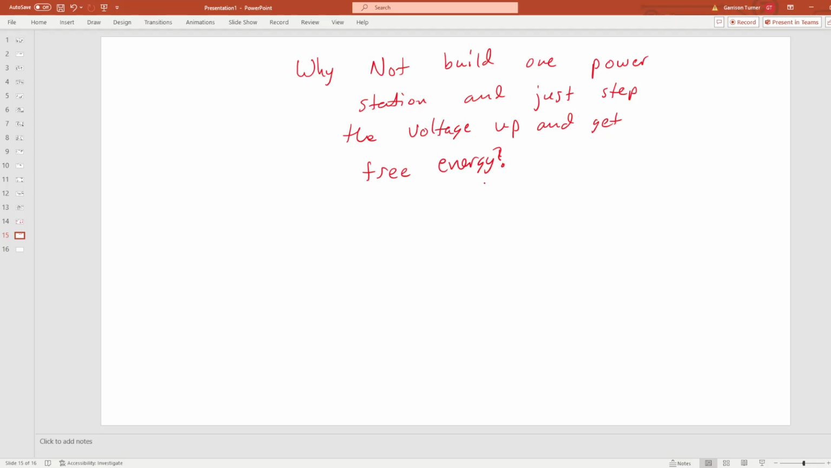Okay, why, if we can step voltage up, why can't we just step it up as much as we would like and then send that voltage to everywhere in the world? Why can't we just solve the energy crisis? Okay, and the answer is energy conservation. So energy conservation demands that the power delivered by the primary is equal to the power delivered by the secondary. So I primary times V primary must equal I secondary times V secondary.